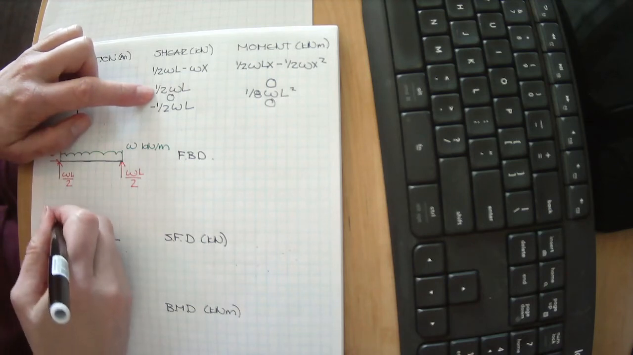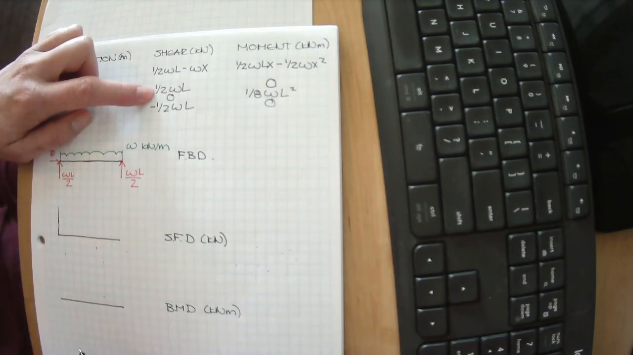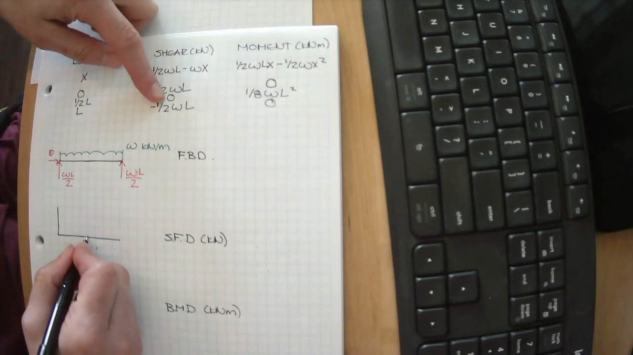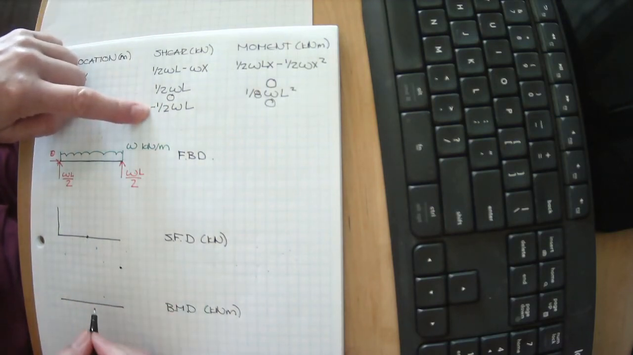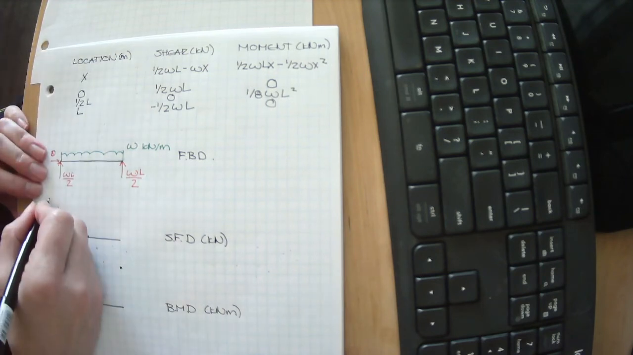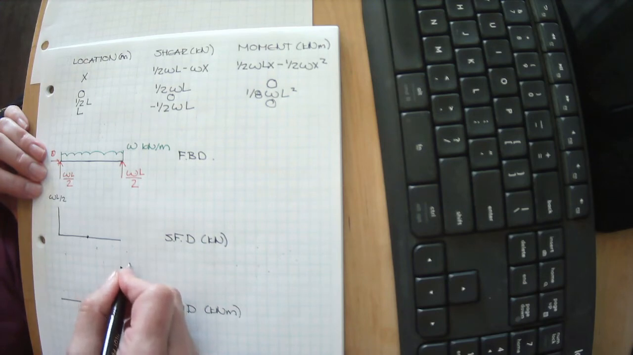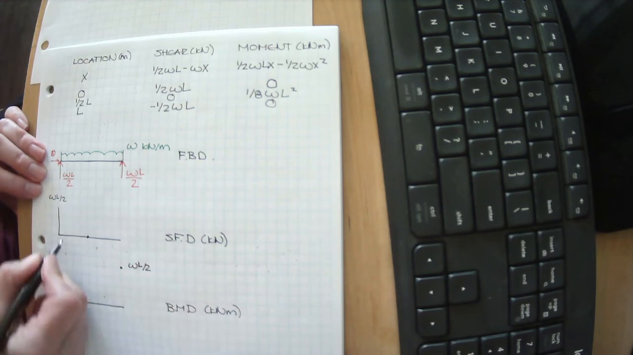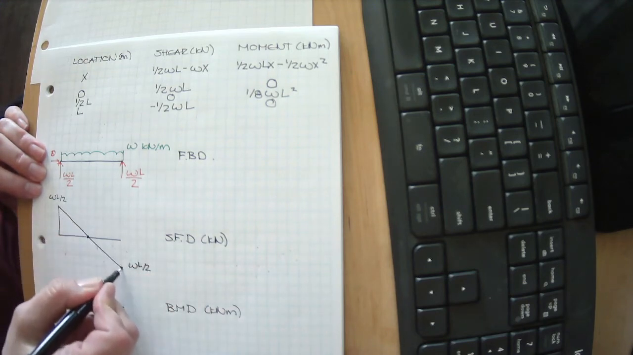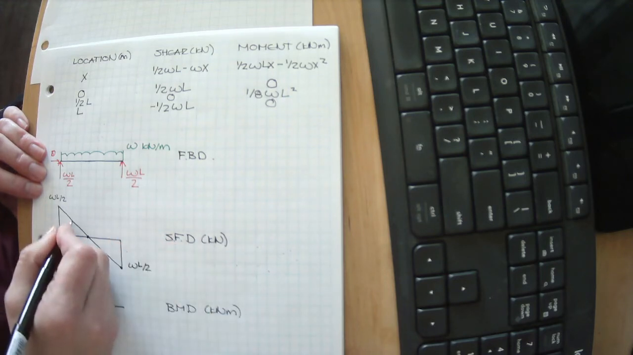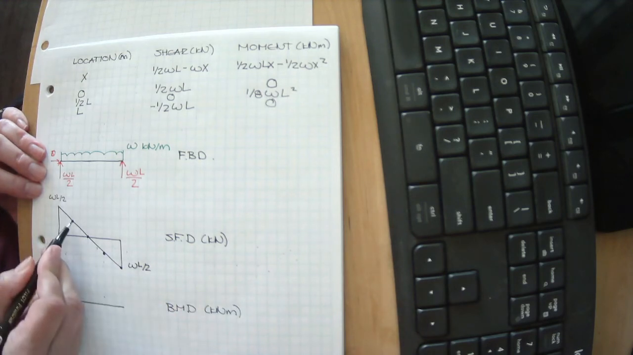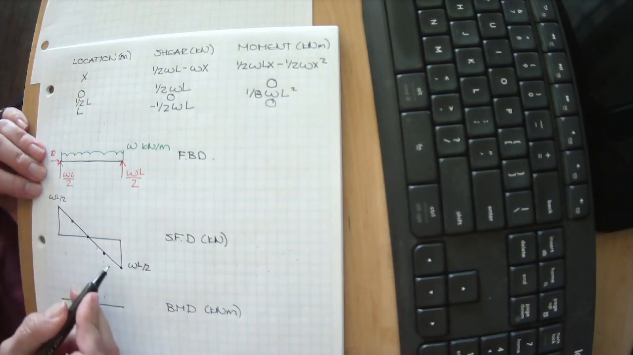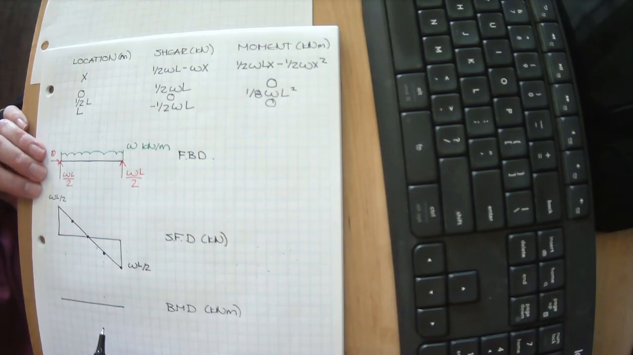Okay, our shear force diagram: if we went through and solved for this at 1/4 and 3/4, at 0 we found it was 1/2 WL. Okay, so we came up to here. At the halfway point, it was 0. And at L, it was minus 1/2 WL. So this is WL divided by 2, and this is minus WL divided by 2. If we went through and solved for it at 1/4 and 3/4, we would find that this is a perfectly straight line.